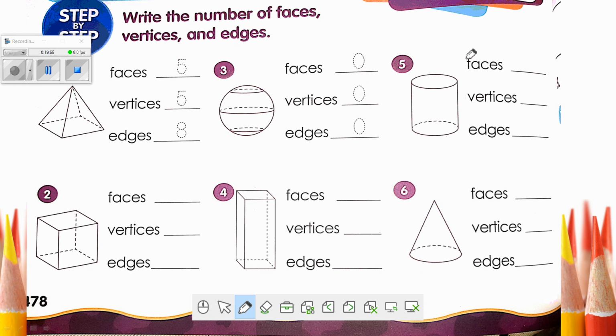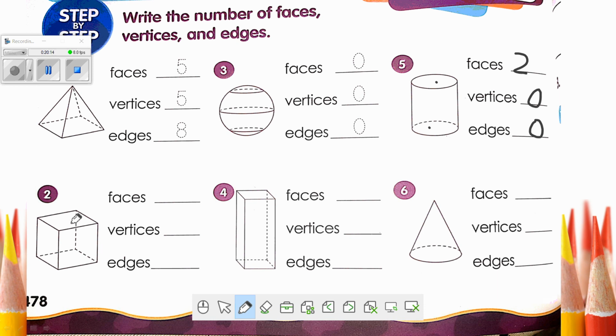The cylinder: how many faces in the cylinder? 1, 2. So 2 faces. How many vertices? 0. How many edges? 0. So 2, 0, 0.